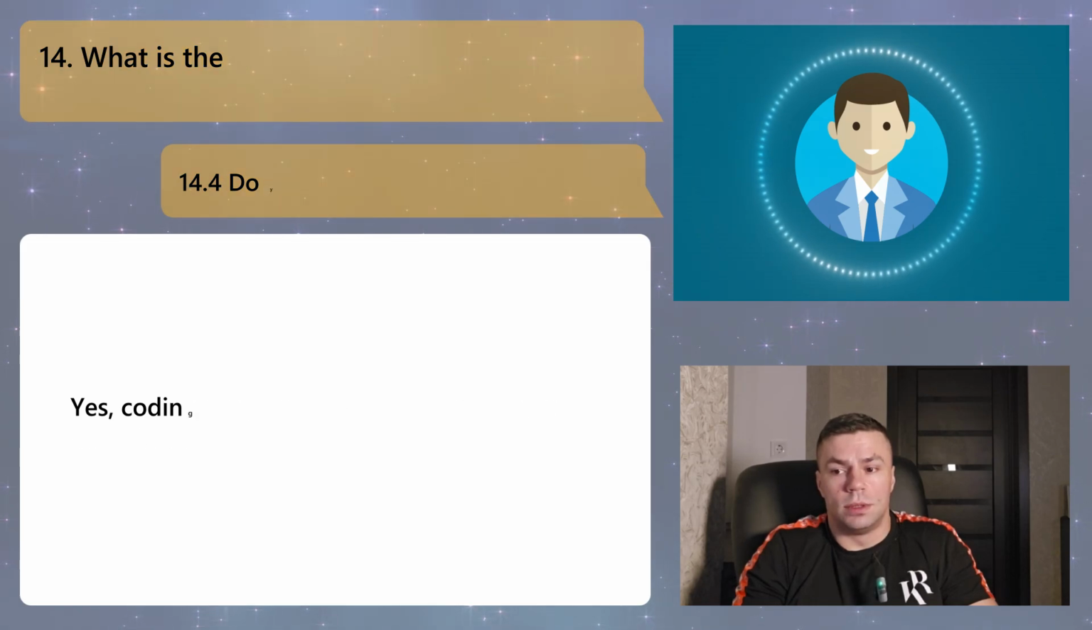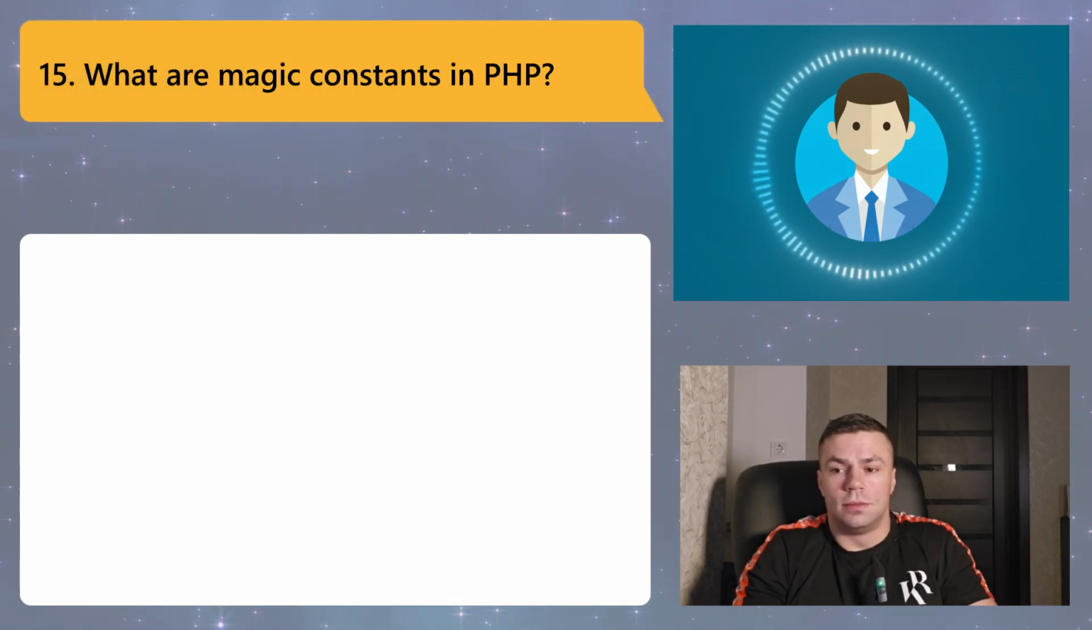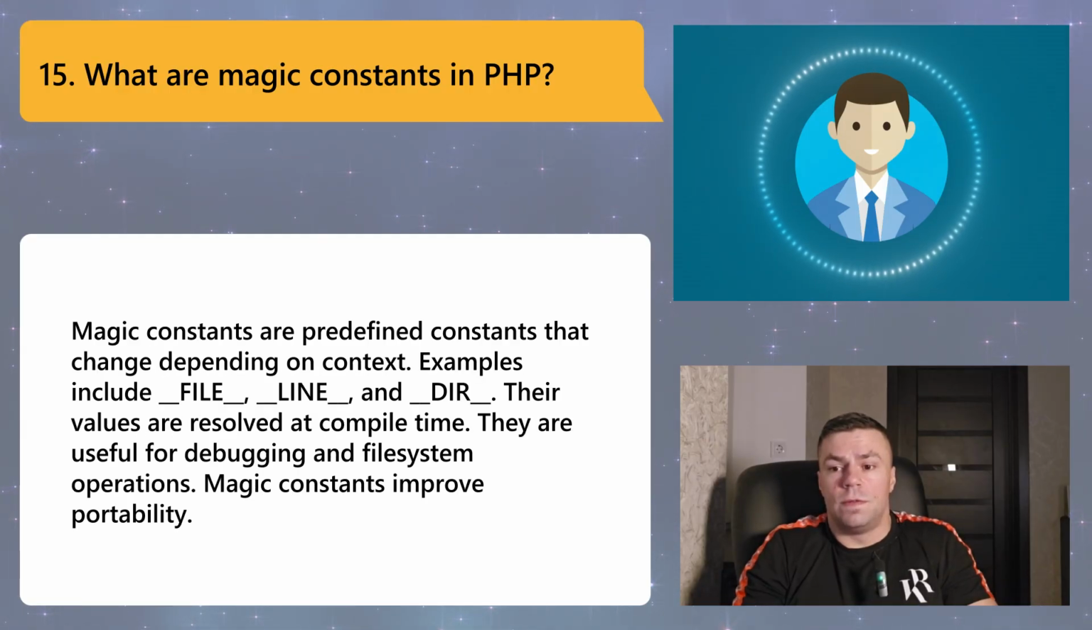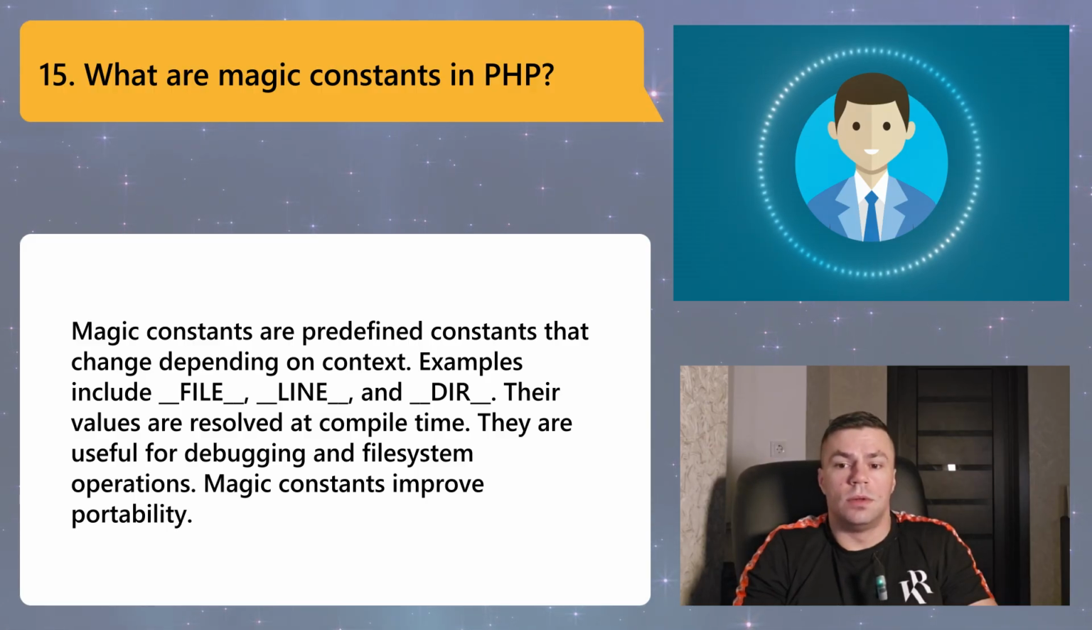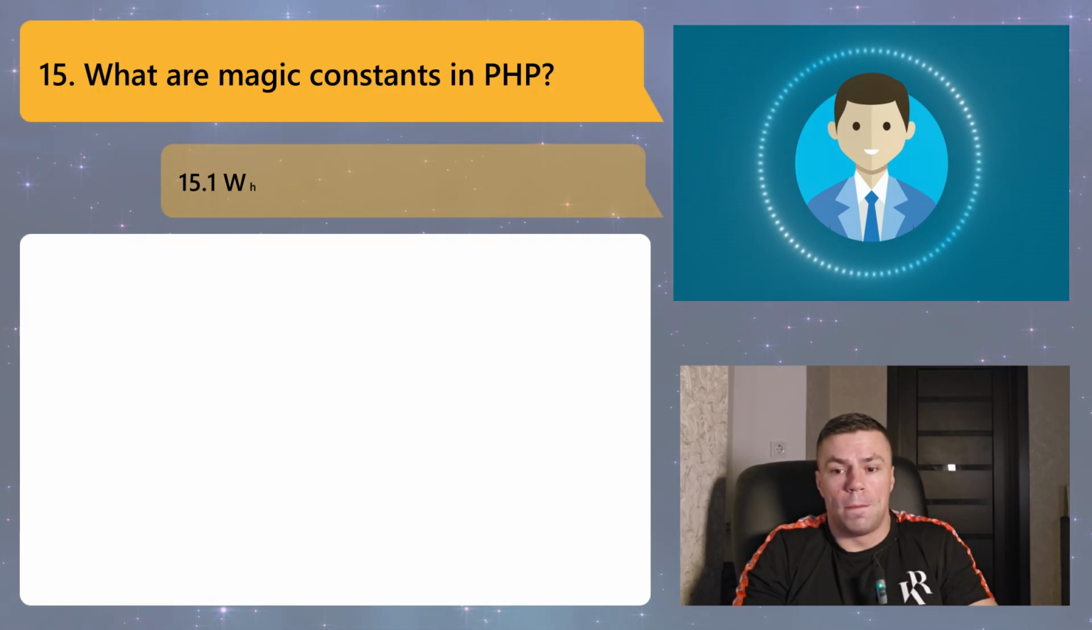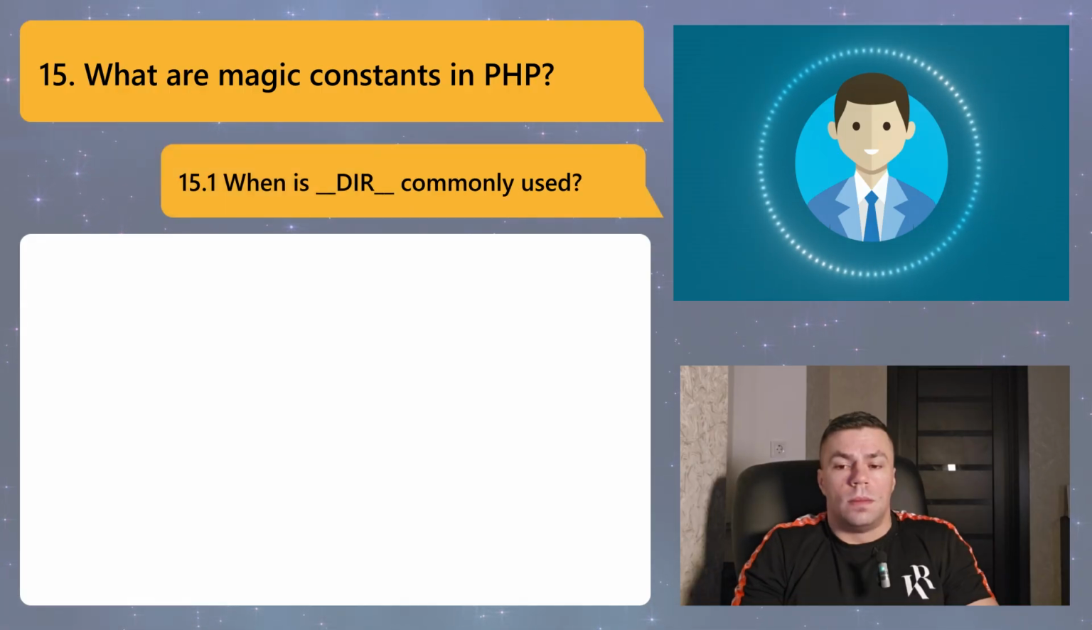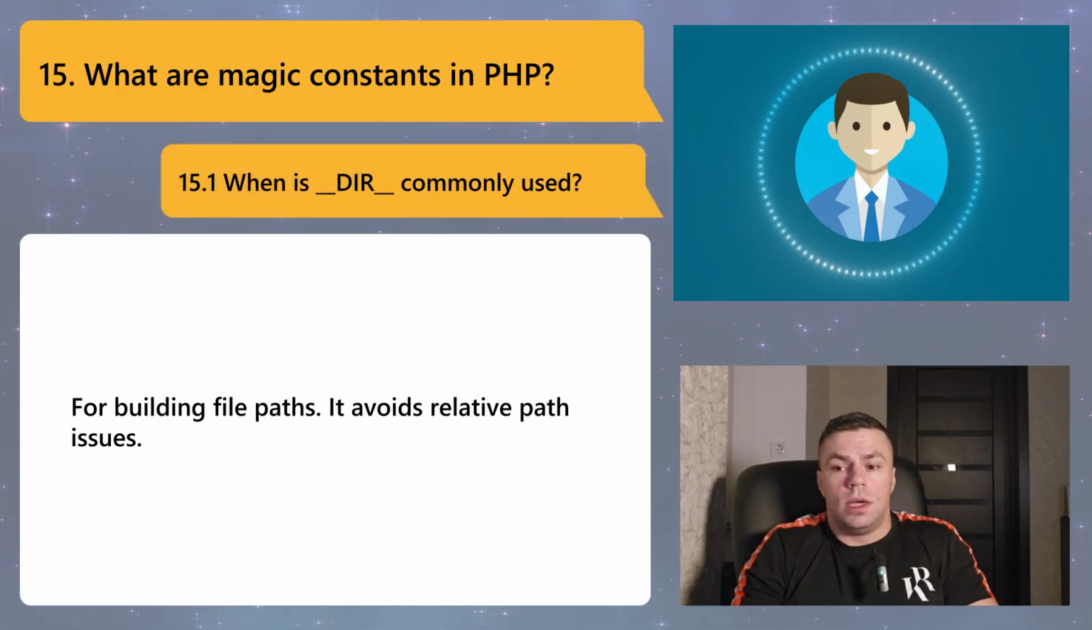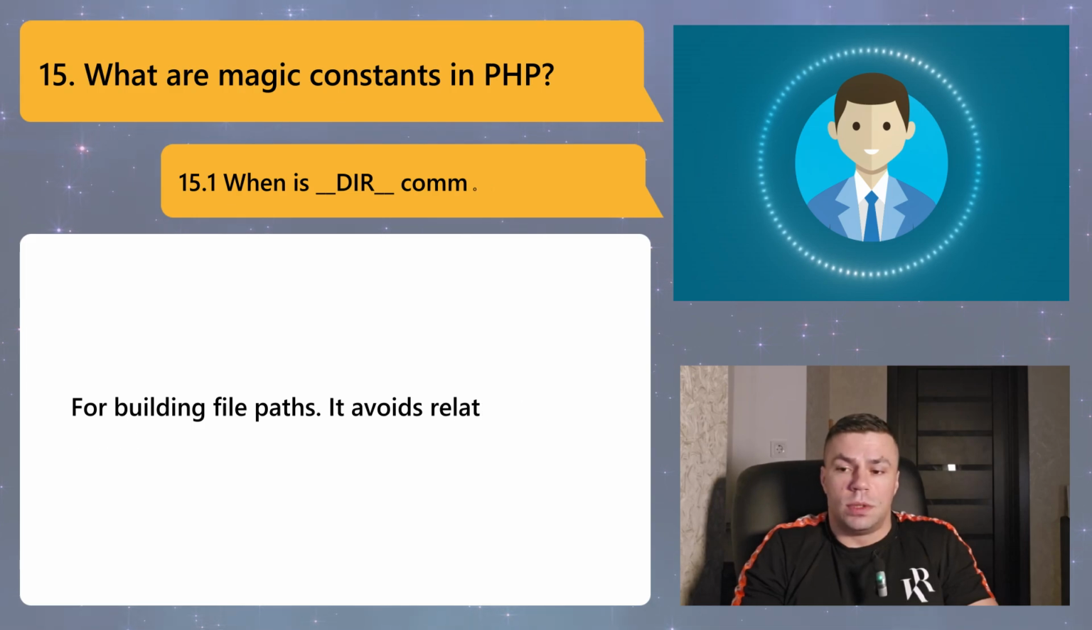Consistency is important. What are magic constants in PHP? Magic constants are predefined constants that change depending on context. Examples include __FILE__, __LINE__, and __DIR__. Their values are resolved at compile time. They are useful for debugging and file system operations. Magic constants improve portability. When is __DIR__ commonly used? For building file paths, it avoids relative path issues.